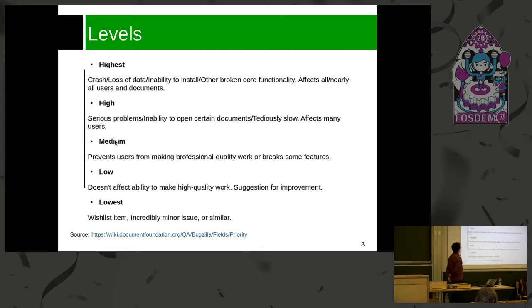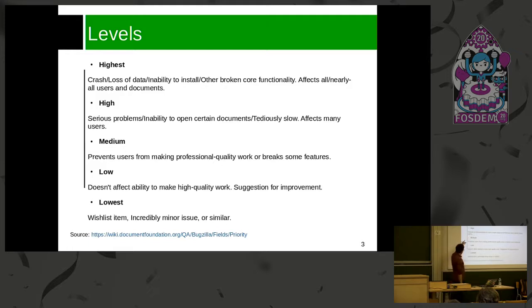So in Bugzilla, we have five levels of priority for bugs. Highest, or P0, could be a crash, data loss, or inability to install. What is important to me is that it affects all or nearly all users and documents. Therefore, we also have the high priority category, which is not as important as highest, but covers serious problems when opening certain documents, and tedious, slow behavior that affects many users.